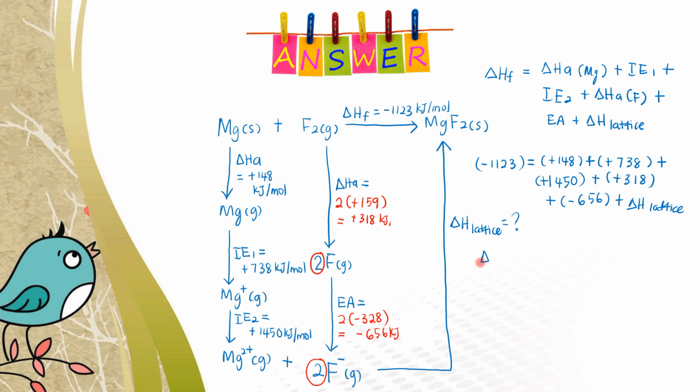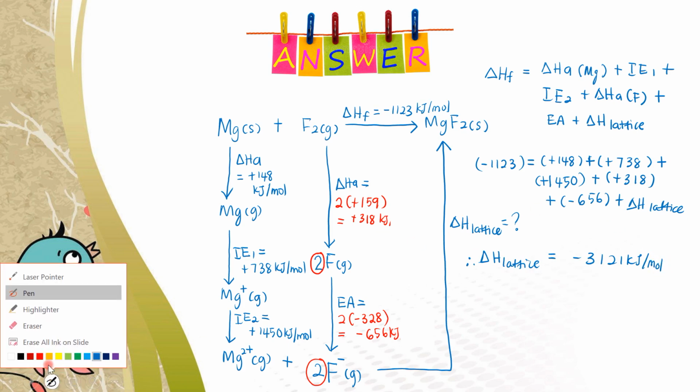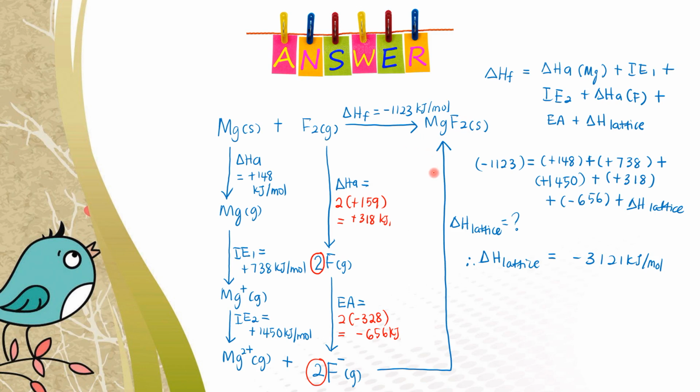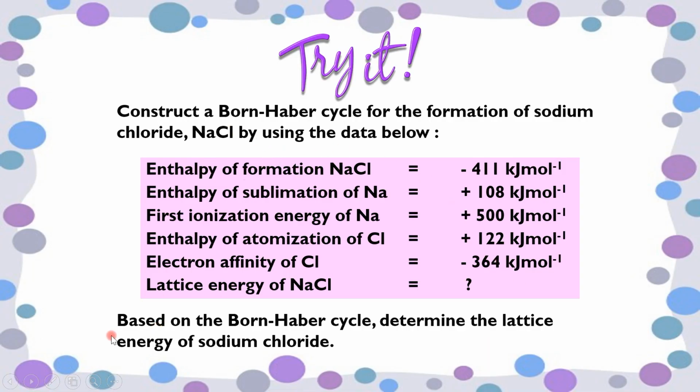Just press your calculator. Suppose you get delta H lattice here equal to negative 3121 kilojoule per mole. The final unit should be in kilojoule per mole. Why? Because this is referring to the lattice energy, which means lattice formation from 1 mole of MgF2. Therefore, the unit should be in kilojoule per mole. So this is this example.